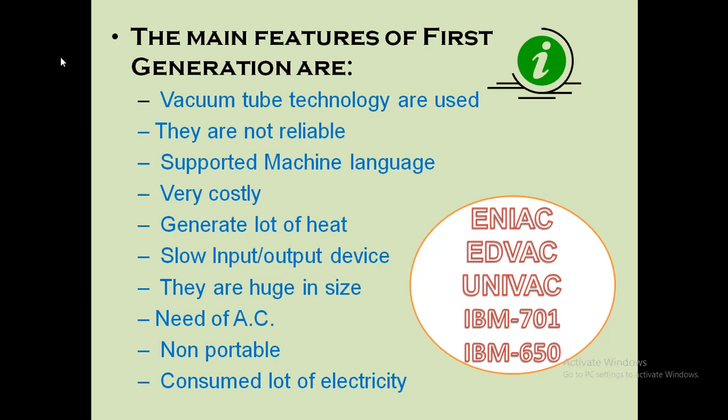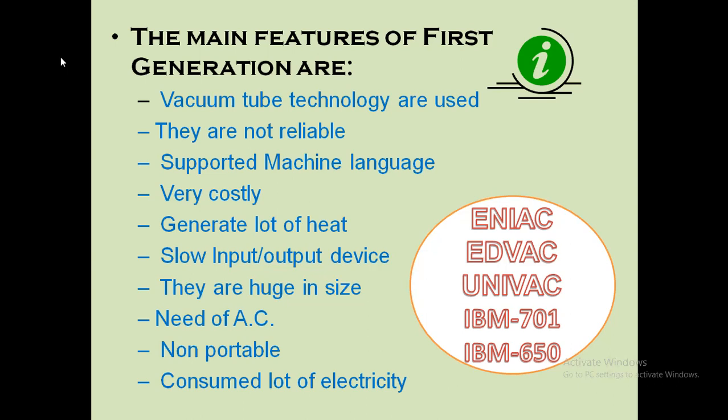They generate a lot of heat. That's why they need air conditioners to cool them. They are non-portable. They cannot be moved from one place to another very easily, and they consume a lot of electricity. Now let's talk about the examples. Examples of first generation computers are ENIAC, EDVAC, UNIVAC, IBM 701 and IBM 650.